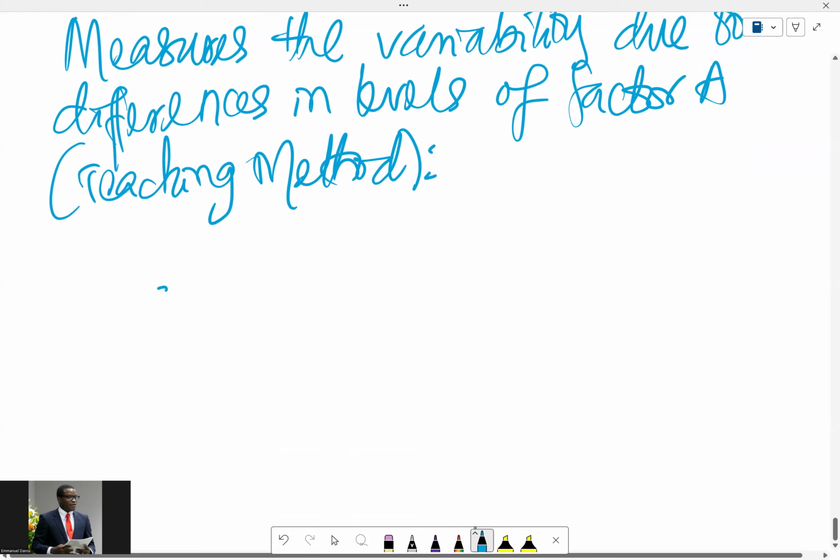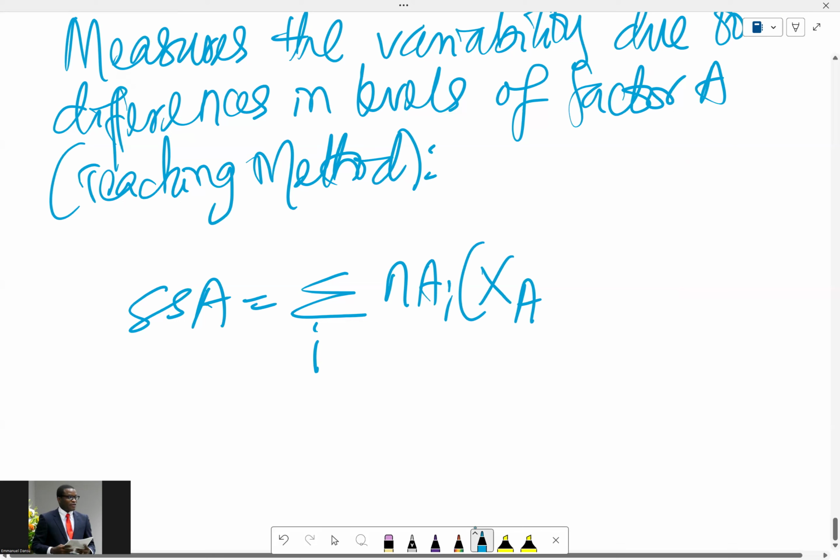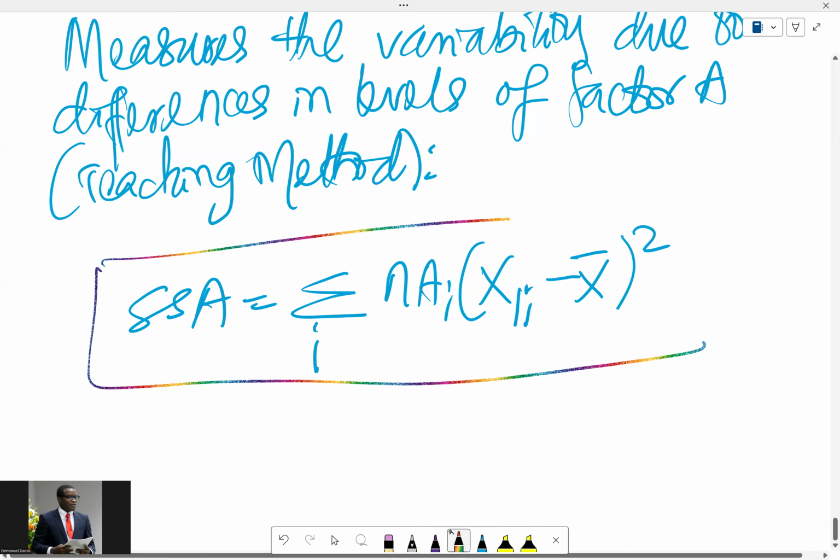It's simply SSA, which is equal to the summation over i of n_Ai times (X_Ai bar minus X bar) all squared. Since it's factor A, I could have said X_Ai really. So let's just say (X_1i minus X bar) all squared. So this is the sum of squares for factor A.